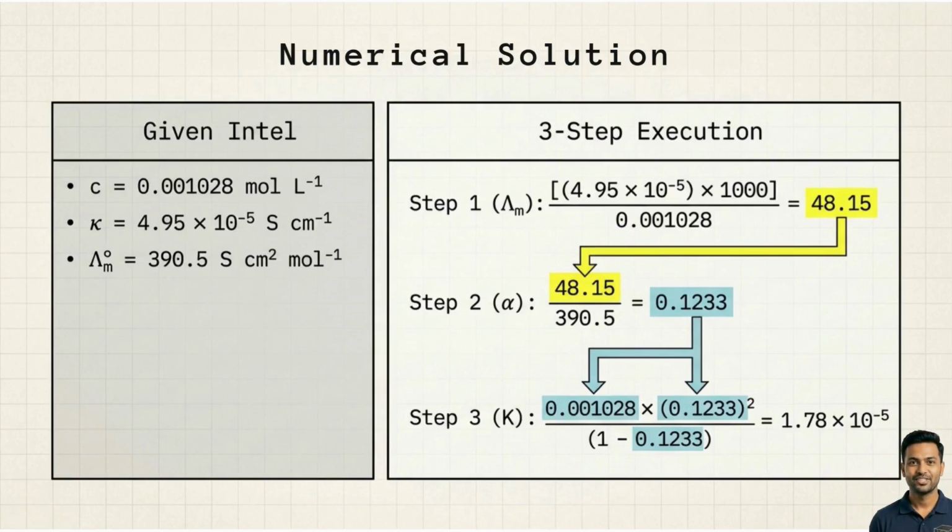The numerical example walks through that exact process. Given concentration, conductivity, and limiting molar conductivity, the solution first calculates lambda m, then finds alpha, and finally computes K using the weak electrolyte formula. This is the kind of question where unit handling and formula order matter more than lengthy theory.